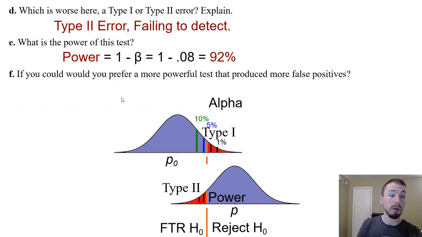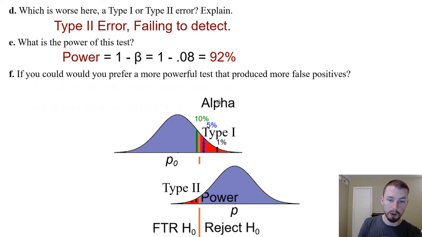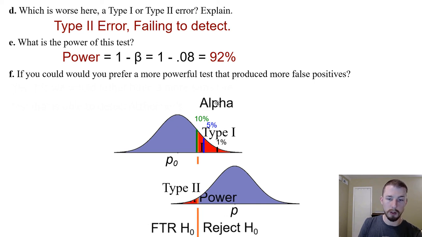So if you could, would you prefer a more powerful test that produced more false positives? More false positives would be like moving the alpha level this way. So it's a sloppier test when it comes to false positives, but it would be a more sensitive test to be able to detect it. That means fewer would fall through the cracks. So there would be more seniors who didn't have it that would be harassed by having to go through the process, and maybe it would be a little scary to tell them, hey, we think you might potentially have it.